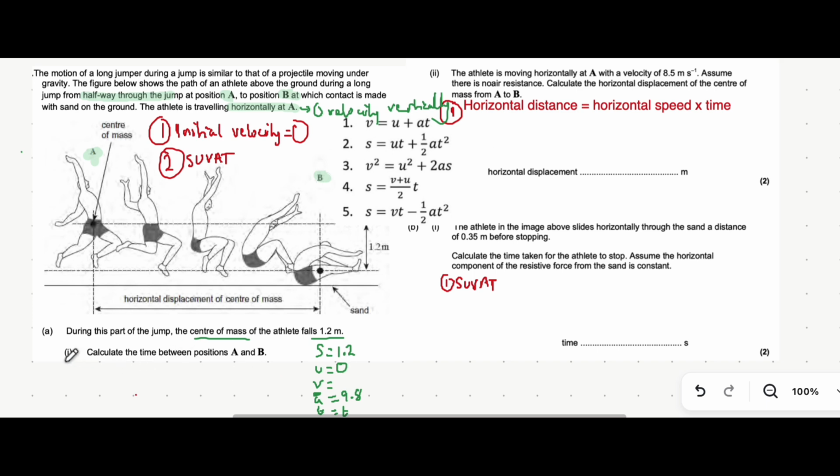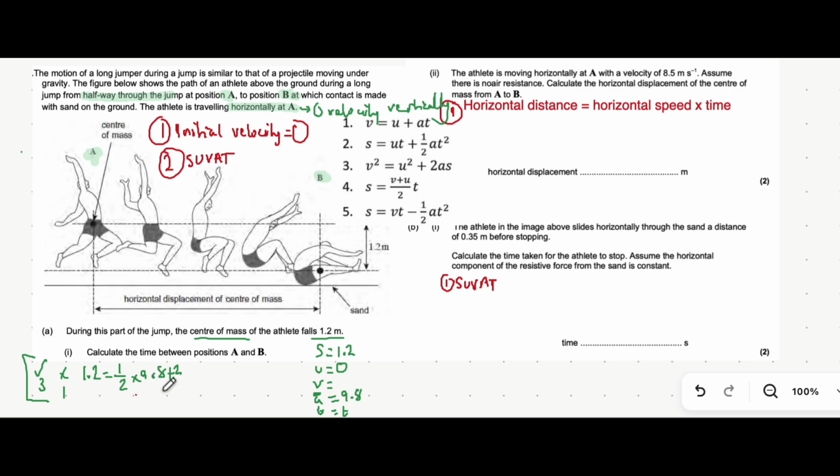Now with these Suvat questions, there'll always be 3 known variables and 1 unknown variable. When that's the case, you can use one of these 5 equations. In this case, the equation involving S, U, A, and T is this second one here, S equals UT plus half AT squared. So let's substitute these numbers into that equation. So S is equal to 1.2, is U multiplied by T, which is 0 times T, so that's just 0. I'm not even going to include that. Plus a half times A, which is 9.8, times T squared.